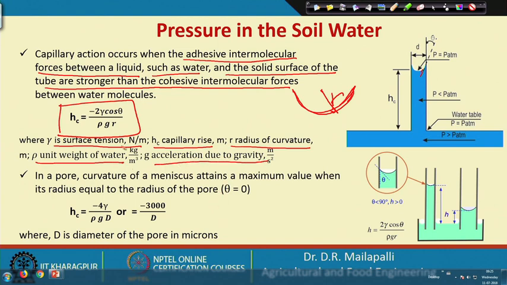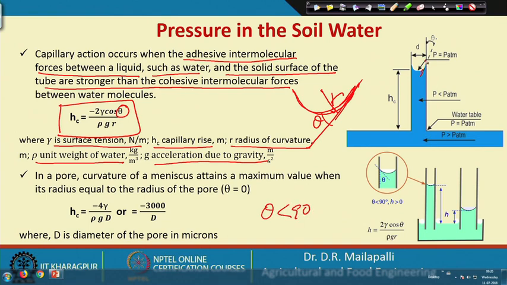So, you put all these values together, then you get the H c, and here theta indicates the surface, the tangent of the curvature. So, this is the tangent of the curvature theta. Okay. So, if this theta is equal to 0, as you mentioned, or less than 90 or 0, right.